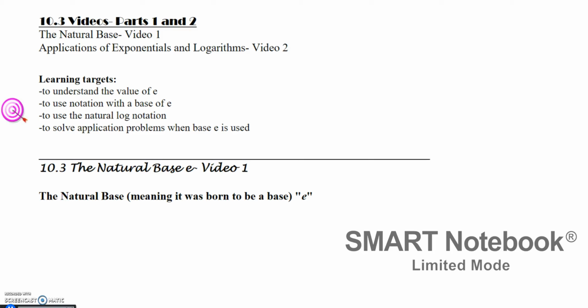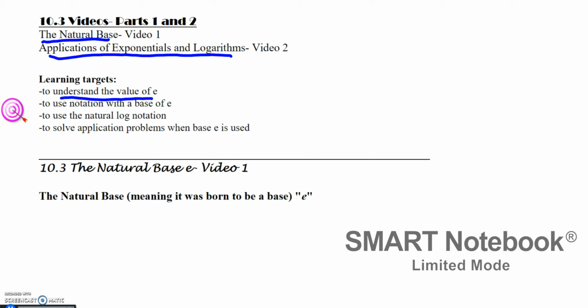Hello all, welcome to the 10.3 video part 1, in which we're going to be talking about the natural base, which is the base of e in logarithms. And then in the next video, you're going to be doing applications or word problems of exponents and logs. So we first want to understand where the base e came from.